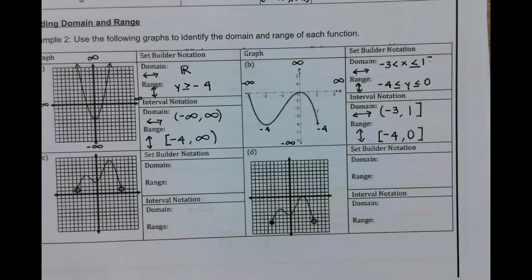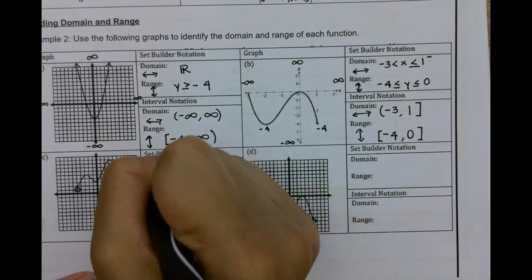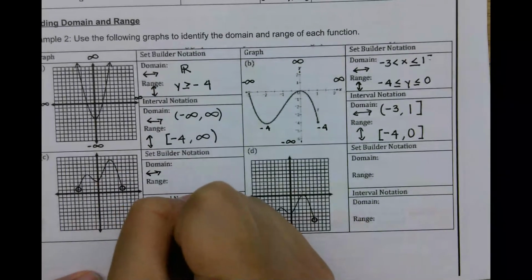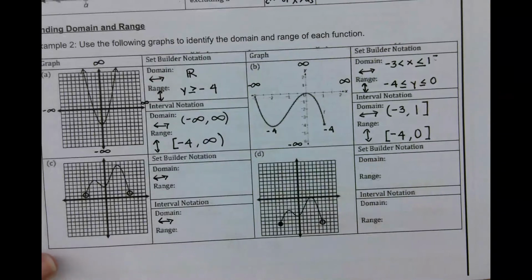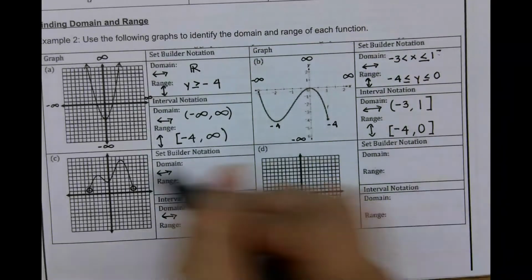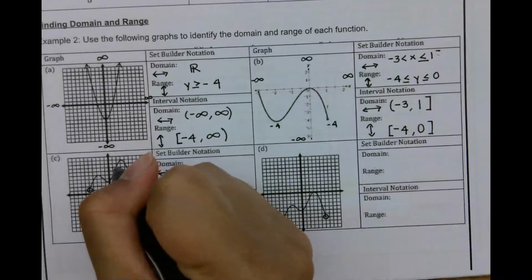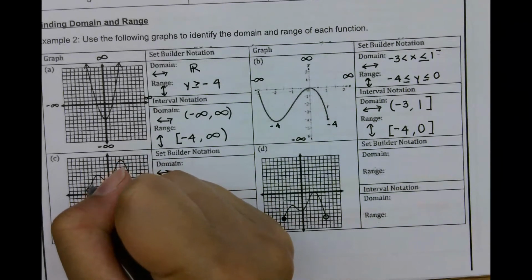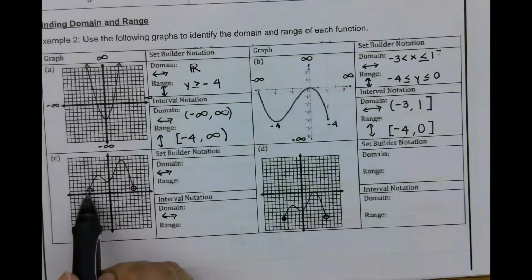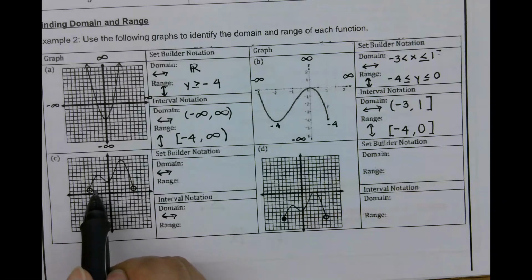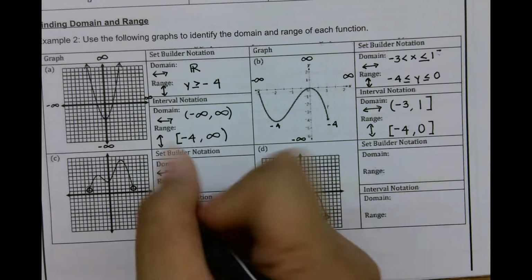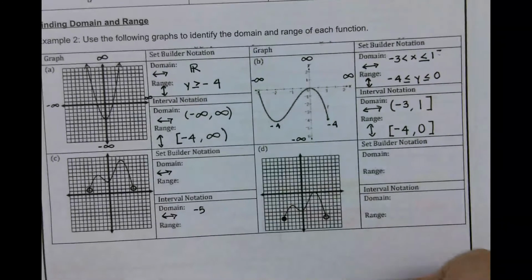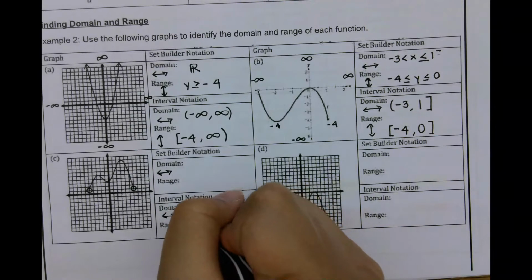Then I'm going to move on to my next one. Again, domain is going to be left and right. Let's start by walking to the left because our numbers are smaller. Walk to the left, walk to the left. Once I hit here, I can't walk left any further. The x value here is -5. Because of that open circle, it is not included, so that's a parenthesis.